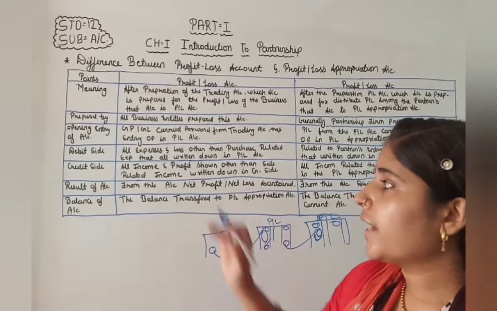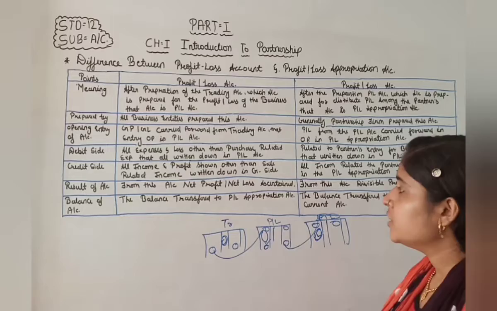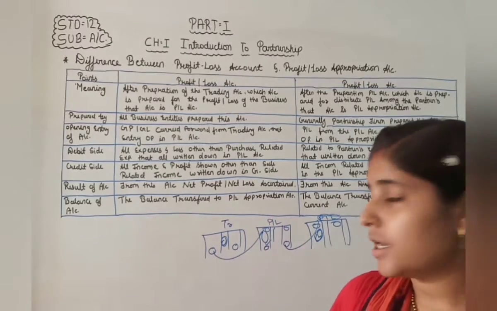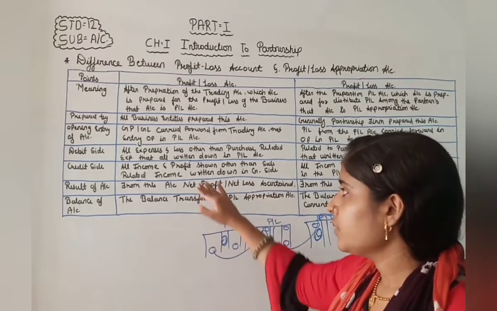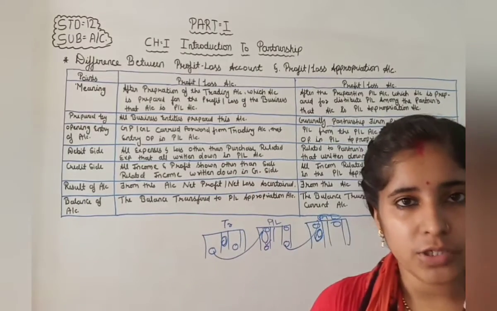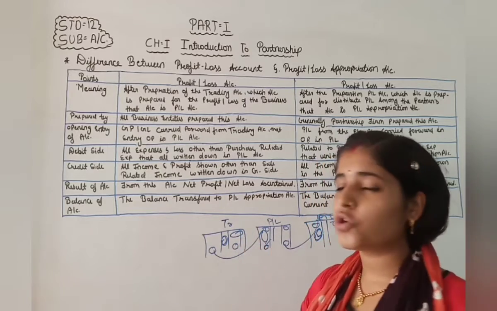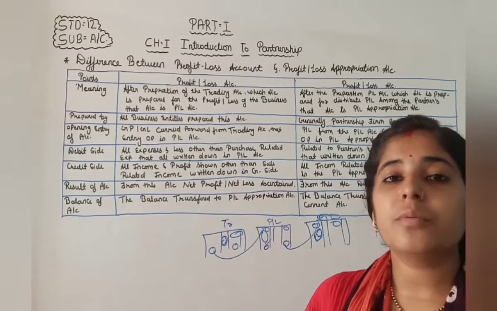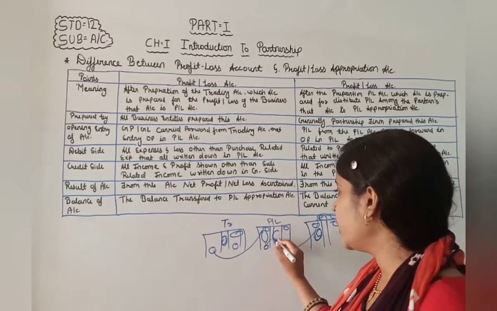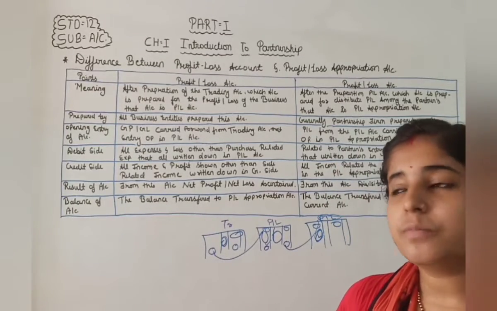Now on the credit side, all income and profit other than sales is written down in the profit and loss account. Whatever income comes apart from the sales, we show it on the credit side of the profit and loss account.